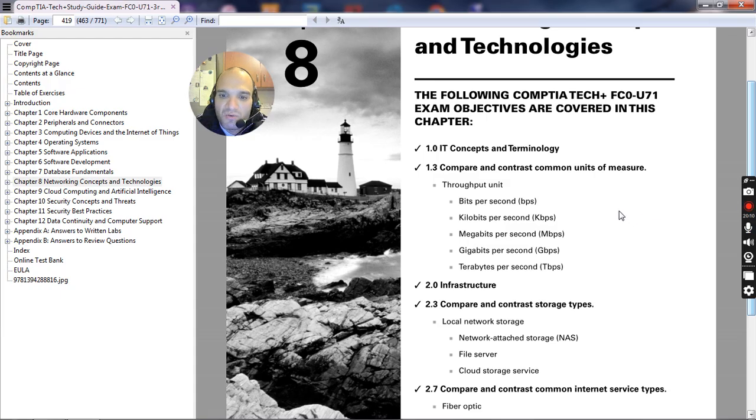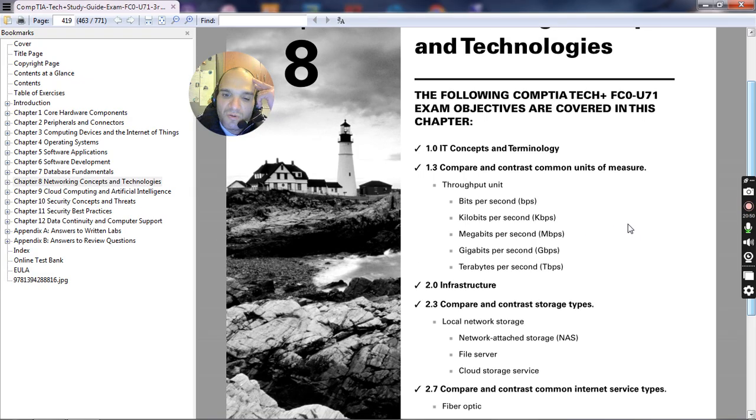Let's continue. Gigabits per second, which is represented with an uppercase G, lowercase b, and lowercase p and s. Terabytes. I believe there might be some typo here. From gigabits we have gone to terabytes. There is a mistake here. So terabits per second represented by capital T and lowercase bps.